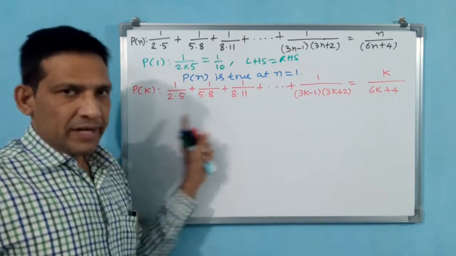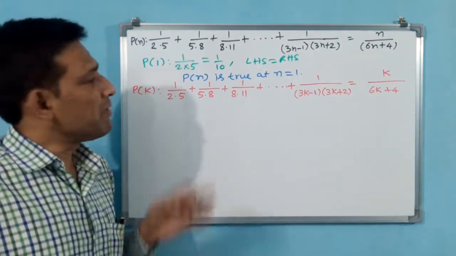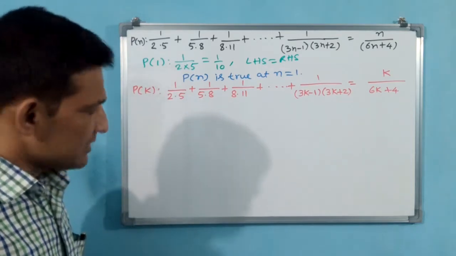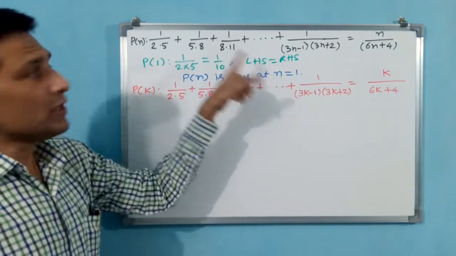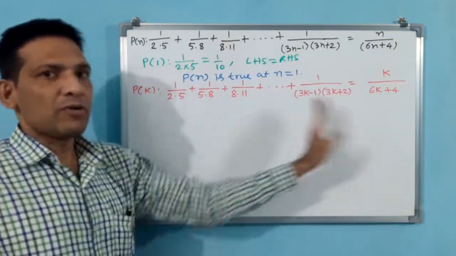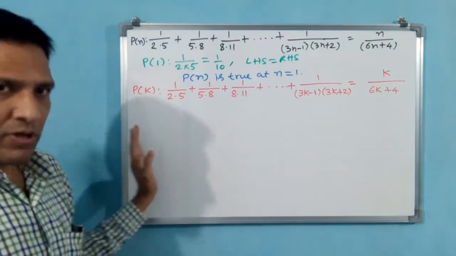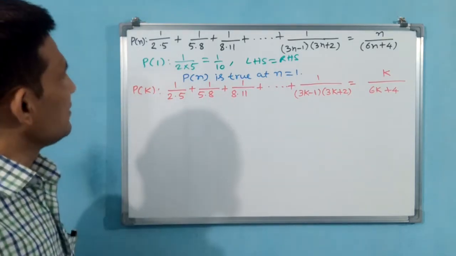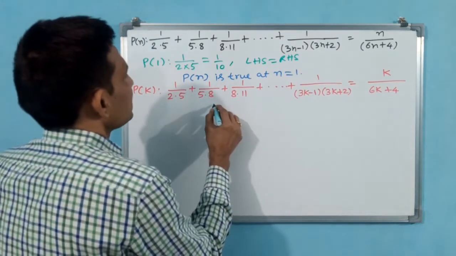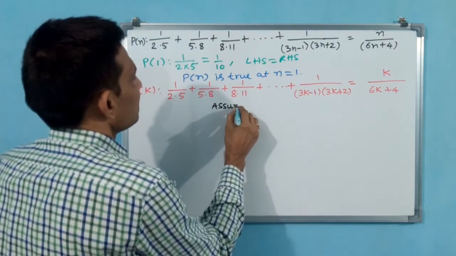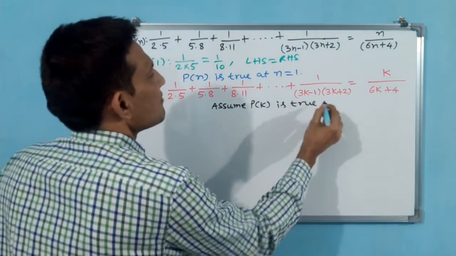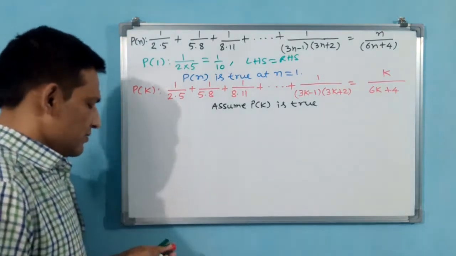After writing this statement P of k, an important step you have to write. What? Assume Pk is true. Why? Because see here, Pn is true we have found at 1, Pn they have given. But Pk we have written, and we don't know, that is why we have to assume. Assume Pk is true. Let us write: assume Pk is true.